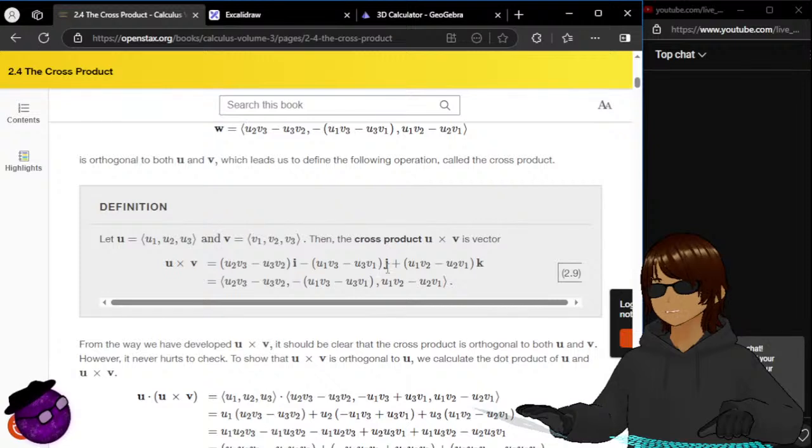Now for the second component, we do u1 v3 minus u3 v1. For the third component, we find u1 v2 minus u2 v1.